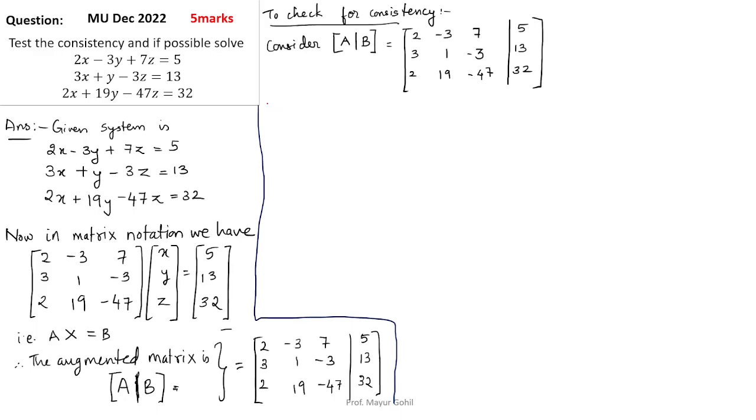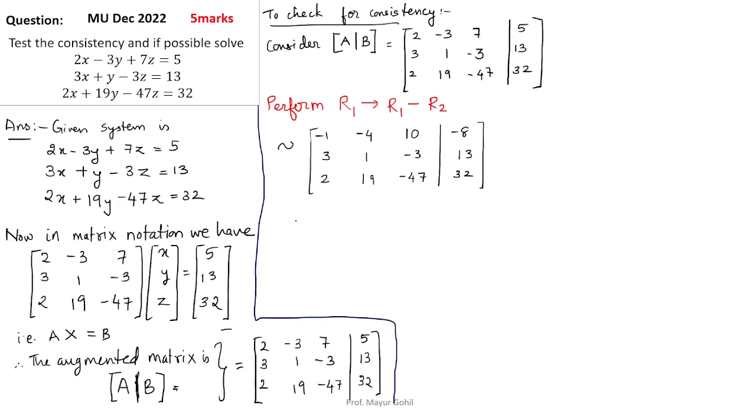So let us see how to go about it. What we write here is perform R1 changing to R1 minus R2. So we get here 2 minus 3 is going to be minus 1. Minus 3 minus 1 is going to be minus 4. 3 minus of minus 7 minus of minus 3 will be 10. 5 minus 13 will be minus of 8. And the other rows will remain same.